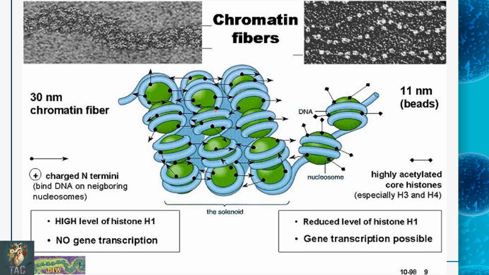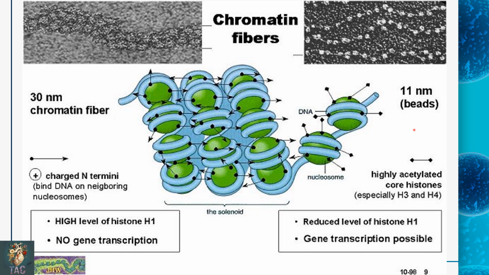In this slide you can see one nucleosome, another nucleosome, and another nucleosome. These nucleosomes are coiled to form the structure called the solenoid. With a high level of histone H1 there is no gene transcription, and you can see the charged N-terminal tails that bind DNA on the neighboring nucleosomes.